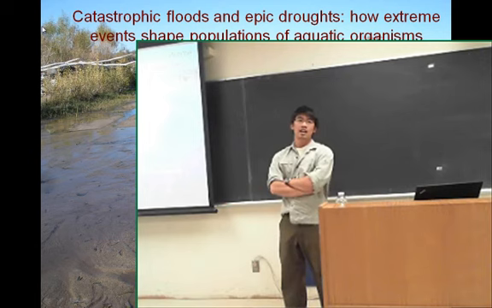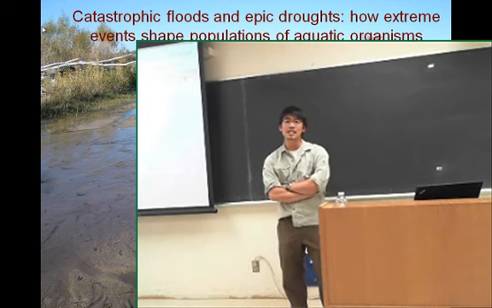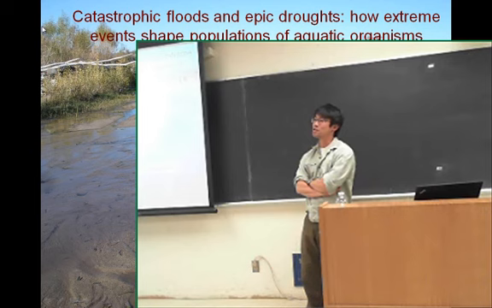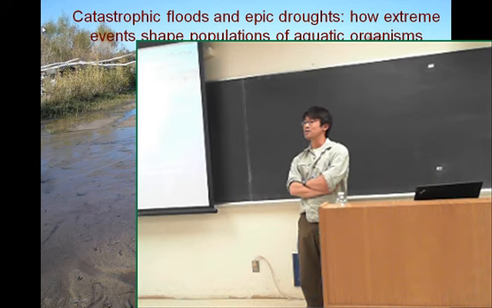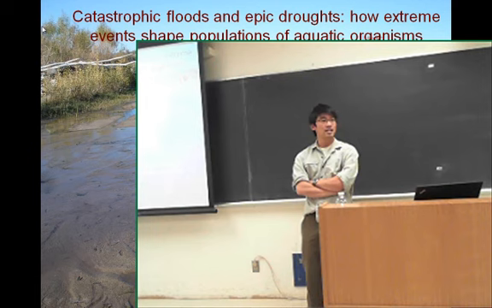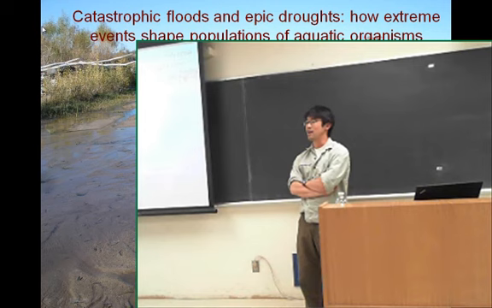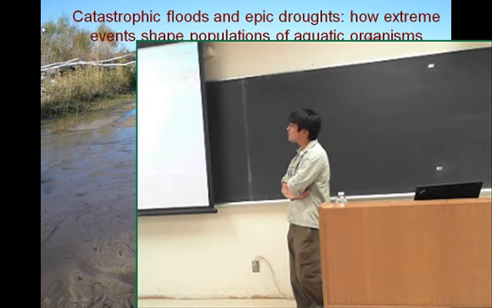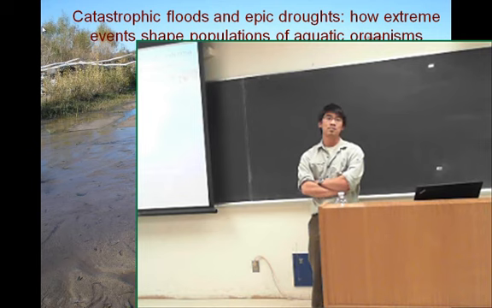It's my pleasure to introduce Dave Lytle. Dave Lytle got his PhD in 1999 from Cornell University, and from there went to do a postdoc at the University of Chicago, and then he was a Smith Fellow at the University of Arizona. Since 2002, he's been at Oregon State University, he's now an associate professor as of last year. And today he's going to tell us about some of his really interesting work studying flood regimes and their effects on aquatic insect populations.